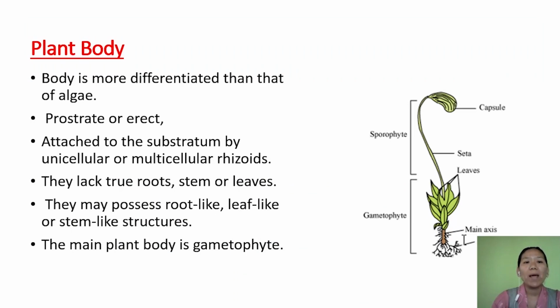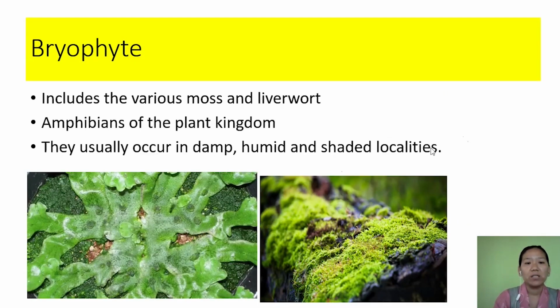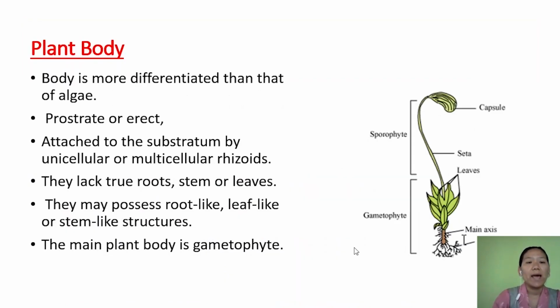Now talking about the plant body, compared to Thallophyta, these bodies are more differentiated. The plant body can be prostrate or it can be erect. Here this is prostrate, flattened, and these are erect. These plant bodies attach to the substratum by unicellular or multicellular root-like structures called rhizoids.